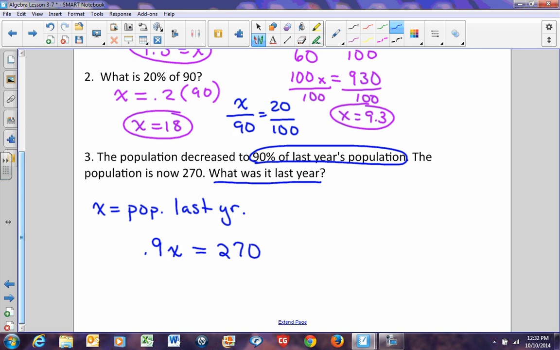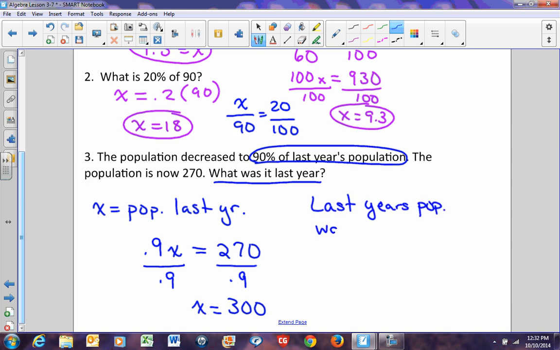We have the equation. All we need to do now is solve. So divide by 0.9, divide by 0.9. x will equal 300. And of course, it is a word problem, so we should write it in a complete sentence. So last year's population was 300. We're done.